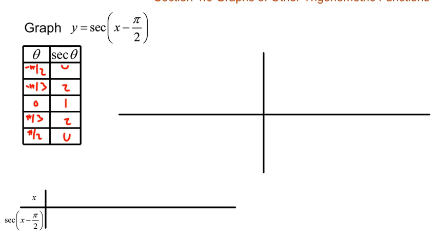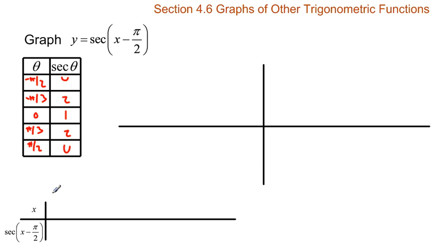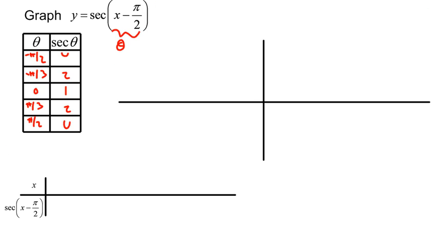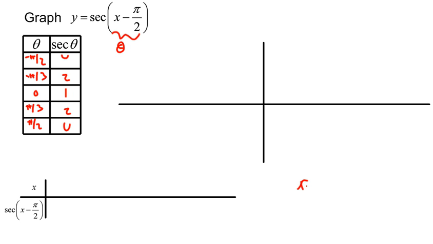Okay. So the way that we get our new x values is we set this guy equal to theta. So I'm going to set x minus pi over 2 equal to theta. And the way I get my new x values is I'm going to solve for x here. So I'm going to add pi over 2 to both sides. So I get theta plus pi over 2. So that's how I'm going to get my x values, is I'm going to take these theta values and add pi over 2.